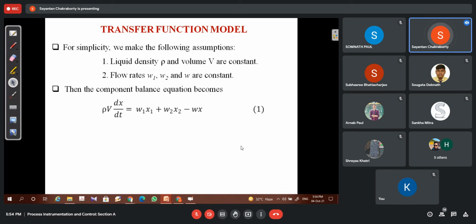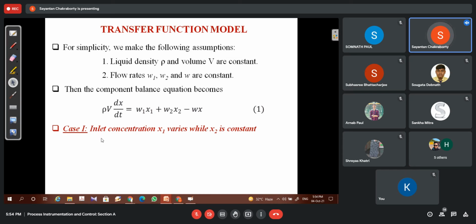Under this condition, the component balance as derived will be like this. See, V is constant, so it has come out of the differentiation. So rho V is constant now. So there are different situations.